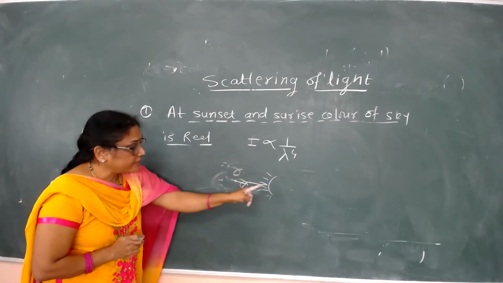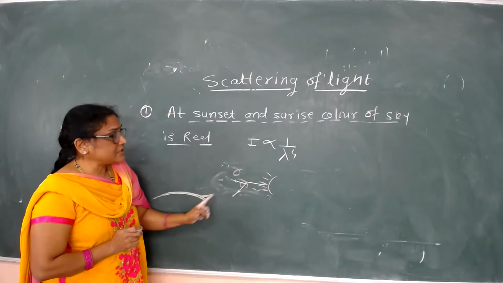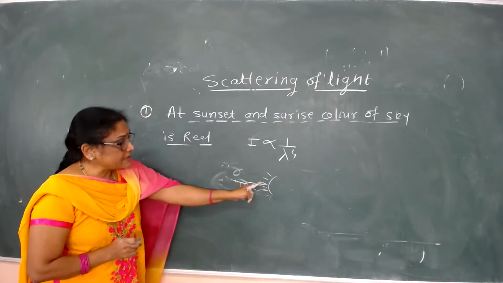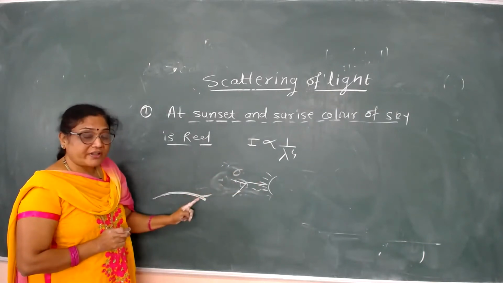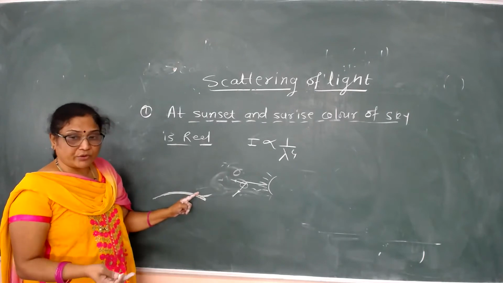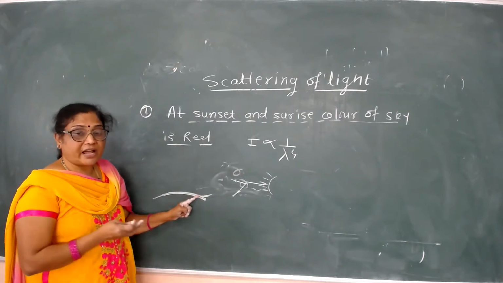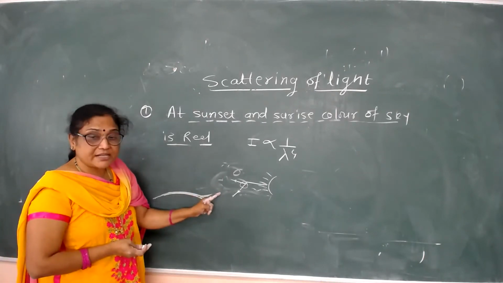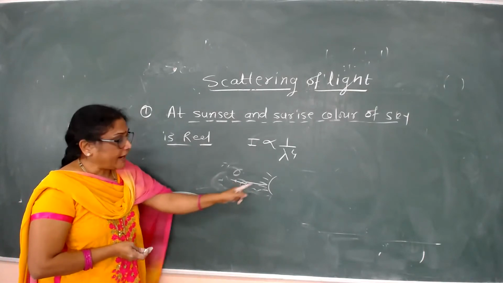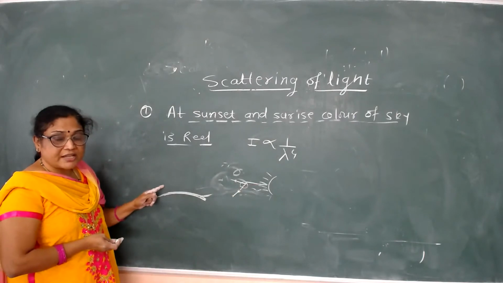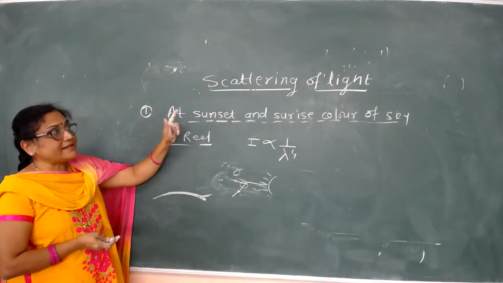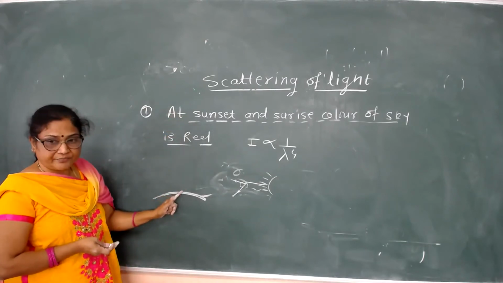But what happens here? The distance between the earth surface and the sun is large. When the distance is large, the blue color does not reach the earth surface. Even though it is scattered more, it does not cover a large distance. Because of this, the red color, which has a large wavelength and covers a larger distance, reaches us, and so we observe the sunrise and sunset colors as red.